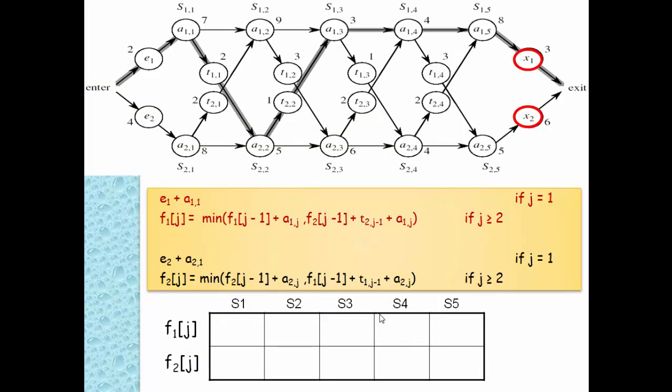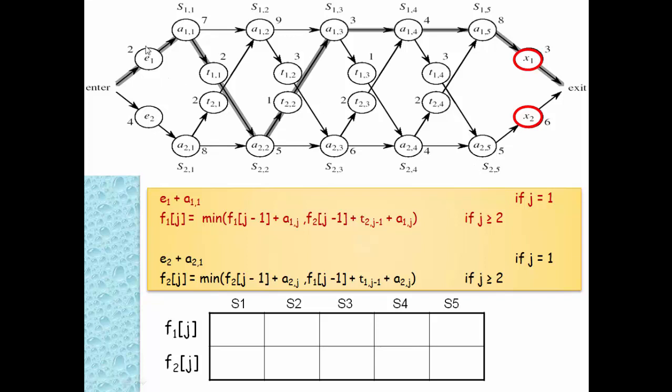Suppose we have two assembly lines. This is assembly line number 1 and this is assembly line number 2. As you know, an assembly line has different stations: station number 1, 2, 3, 4 and 5. So we have 5 stations in assembly line 1 and 5 stations in assembly line 2.